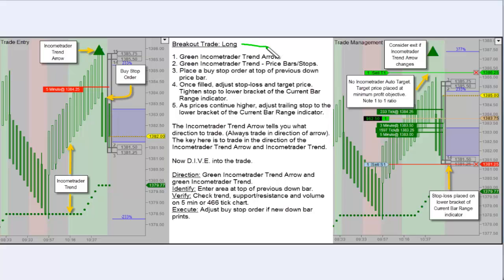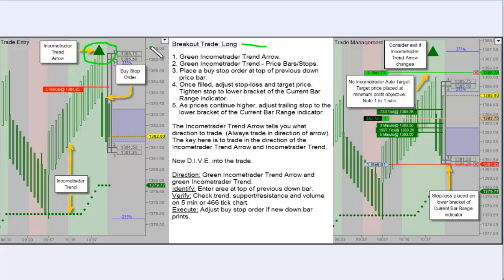Today we're going to take a look at the breakout trade. In this case it's a long breakout trade. We're looking to buy the market as it's breaking out to the upside, and we're going to do that with the help of our IncomeTrader Pivot Trend Arrow.